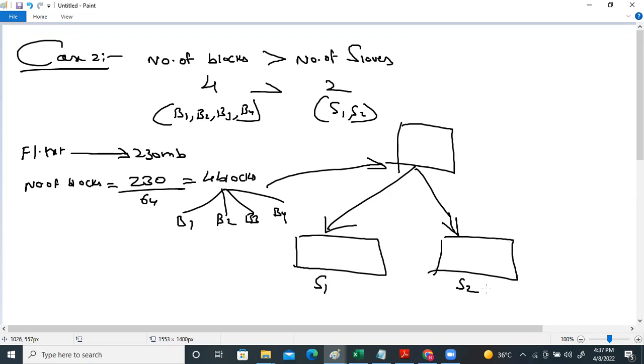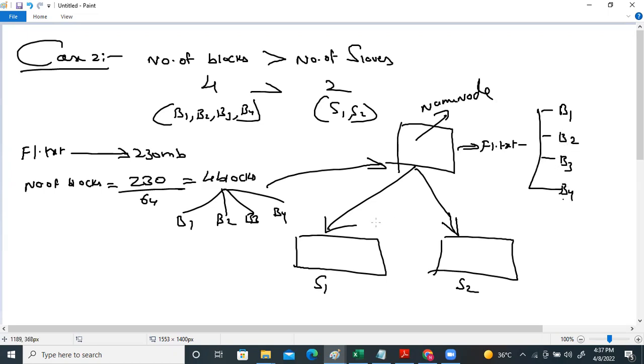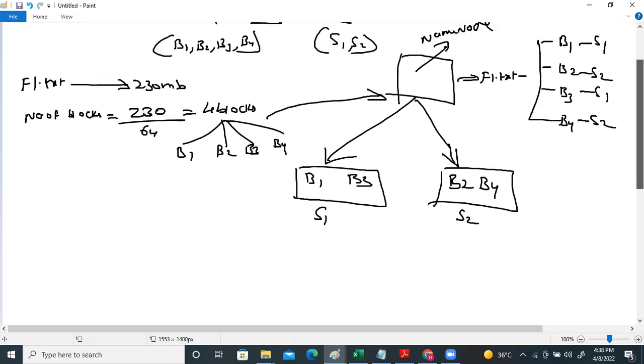Slave 1, slave 2. This is the name node, which stores the metadata, right? So f1.txt is divided into how many blocks? The entire information will be available with the master node. B1 is stored in slave 1, B2 in S2, B3 in S1 again, and B4 in S2. This information will be available with the master. Now processing.